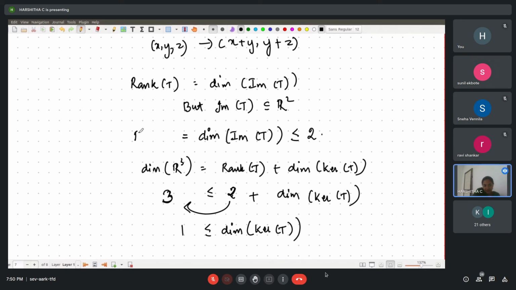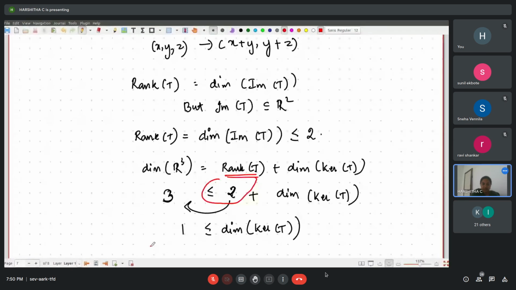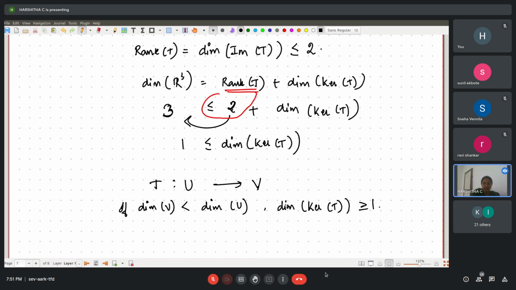Right, so dimension of the image is less than or equal to 2. This is nothing but your rank of T. So rank of T is less than or equal to 2. So here where there is rank of T, we have substituted that it is less than or equal to 2. Is this okay? Then you just take it to the other side. You take 2 to the other side.